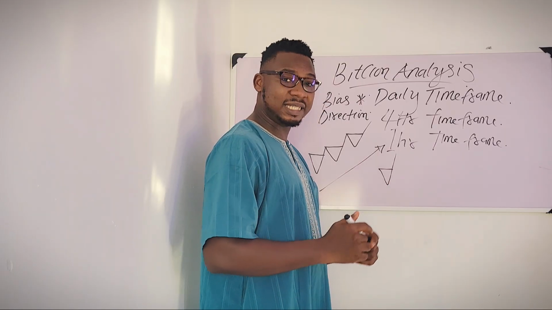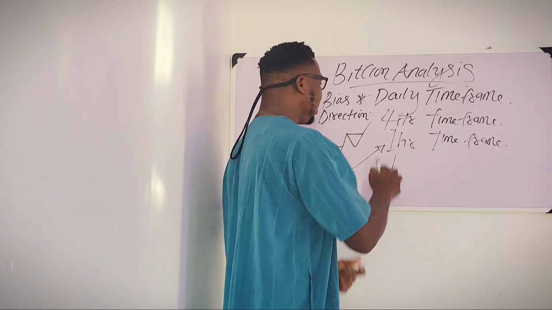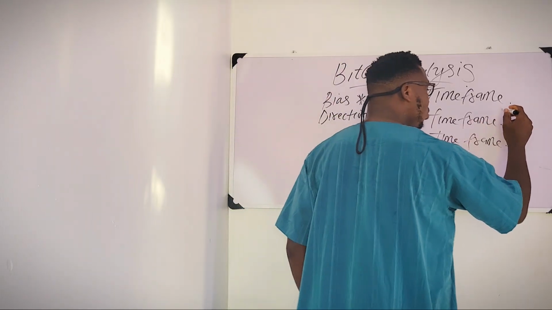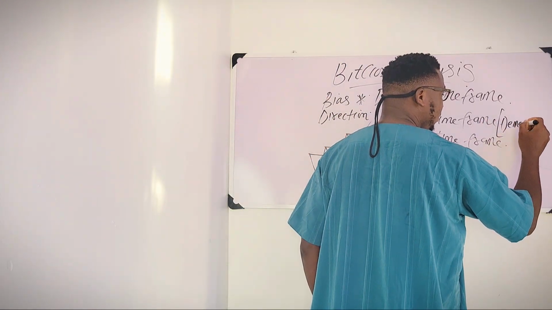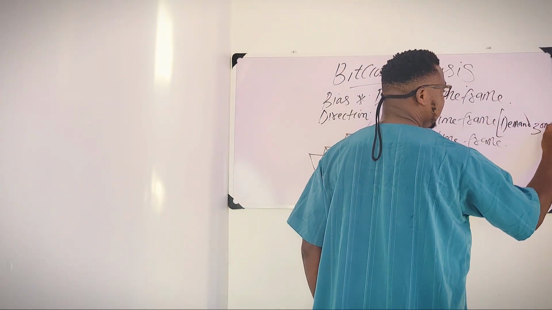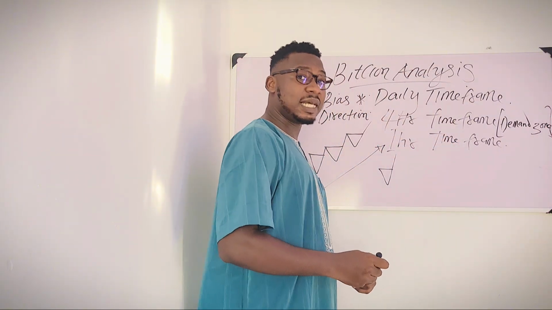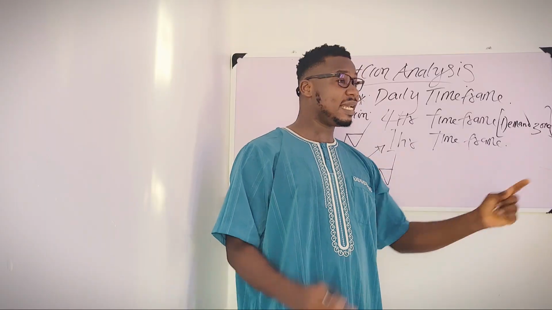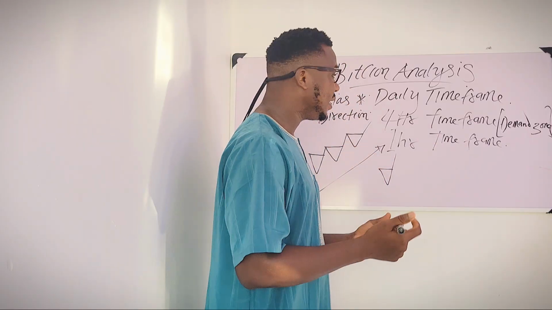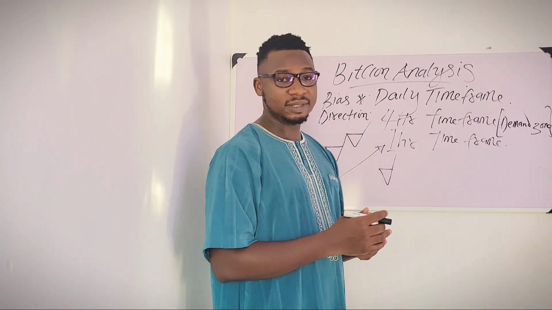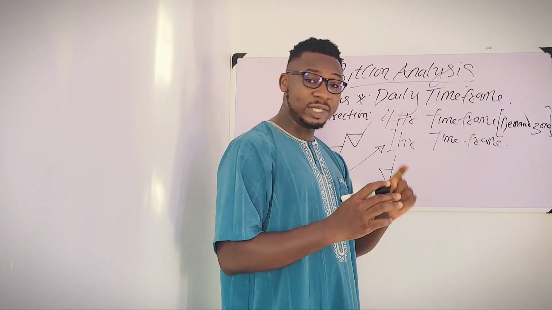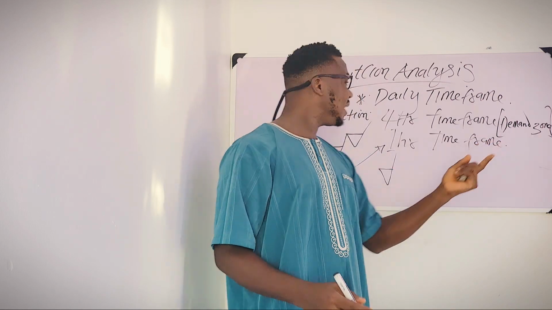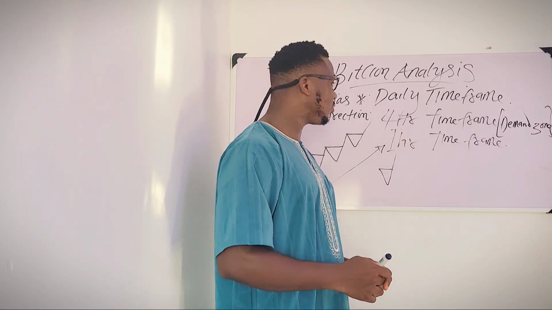Once you have spotted that in the daily time frame, you mark it up, and then we go to the 4-hour. In the 4-hour time frame, we want to look for demand zones. In our previous class, I told you about demand zones. I said demand zones are areas where we are looking to buy the asset, or buy Bitcoin. So you need to spot demand zones in the 4-hour time frame. That's what you do with the 4-hour.